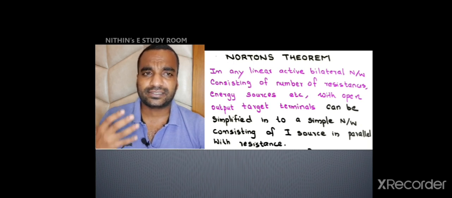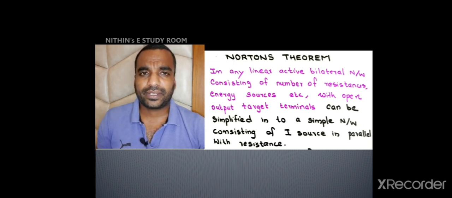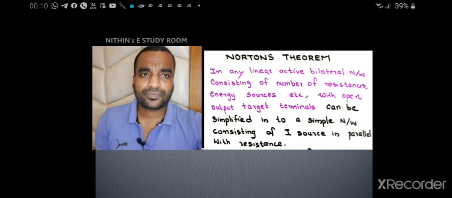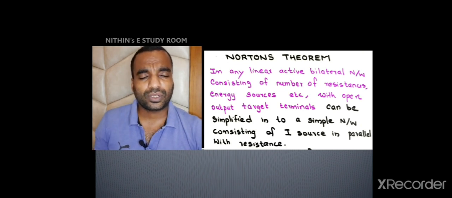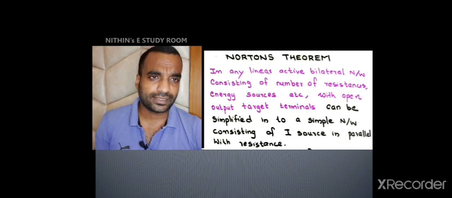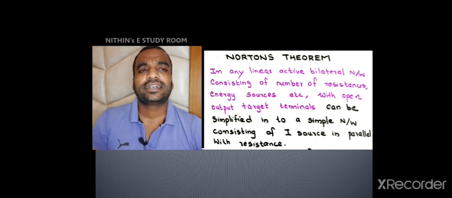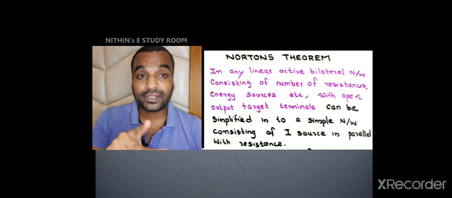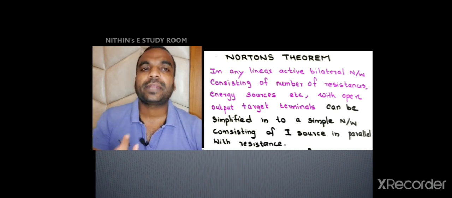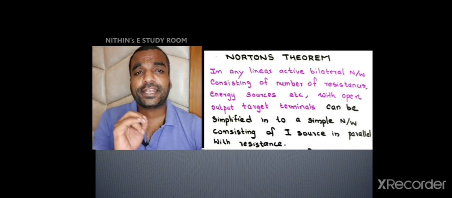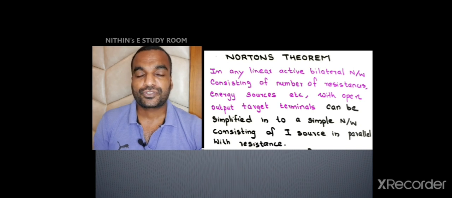This theorem is describing the behavior of a linear active bilateral network, same as all the theorems that we already learned. It is also talking about any linear active bilateral network consisting of a number of energy sources, resistance, etc. Then one more condition is there, with open output terminals, it can be simplified into a simple network consisting of a current source in parallel with a resistance. So now you can relate somewhat with Thevenin's theorem.